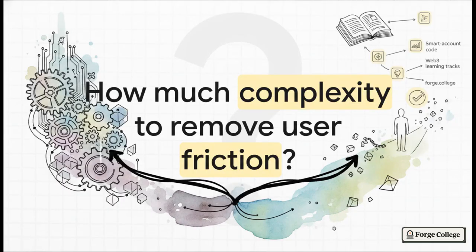So the ultimate question for any Web3 builder is this: just how much operational complexity are you willing to manage to remove friction for your end user? It's a provocative architectural question, and to be honest, there is no single right answer. It depends entirely on what you're actually building. This core tension perfectly sets the stage for our next explainer, where we're going to dive into the future directions and implications of account abstraction and explore how evolving standards are attempting to solve these exact trade-offs.